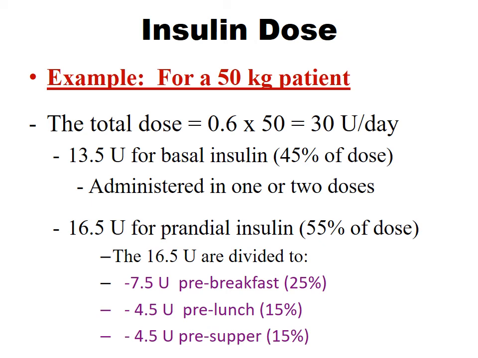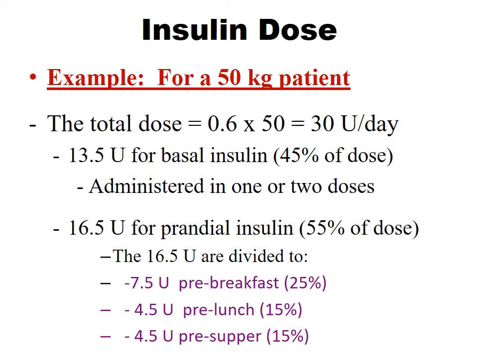The 30 units is divided into 2 portions, 45%, which is 13.5 units for basal insulin supply, administered in 1 dose or 2 doses per day. And 55% of the dose, that is 16.5 units, for prandial insulin to control blood glucose following meals. The 16.5 units should be divided into 3 portions.